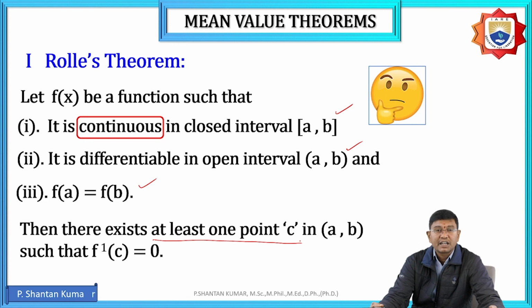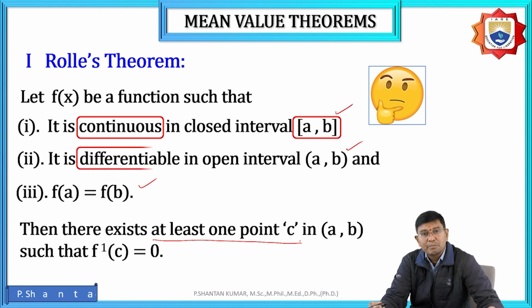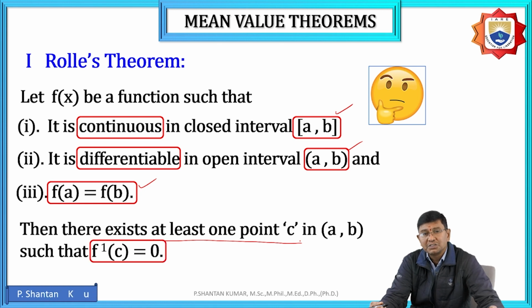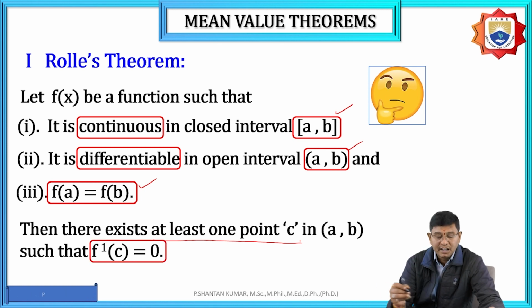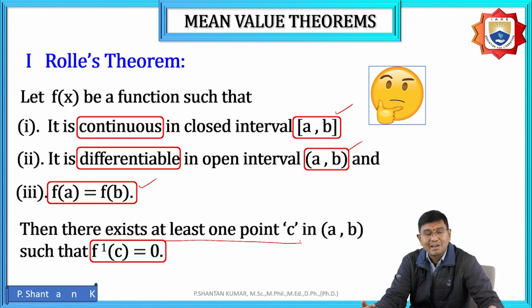That means f is continuous in the closed interval, second it is differentiable in the open interval, and third f of a is equal to f of b. Then there exists c belonging to a comma b such that f dash of c is equal to 0. These are what we need to remember while we discuss the question bank and at the time of the problems.